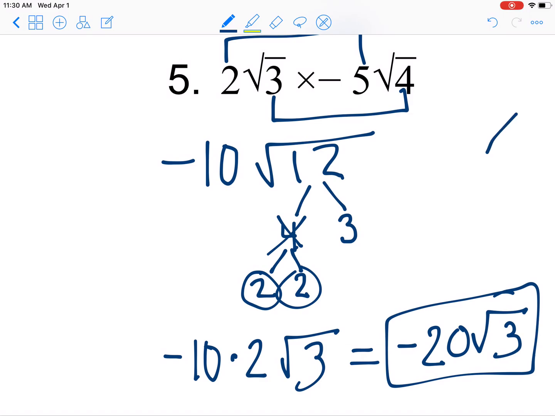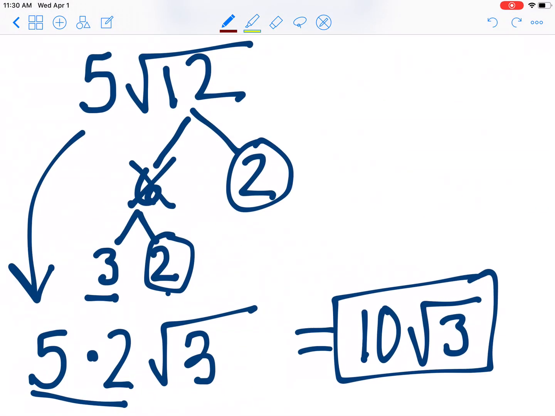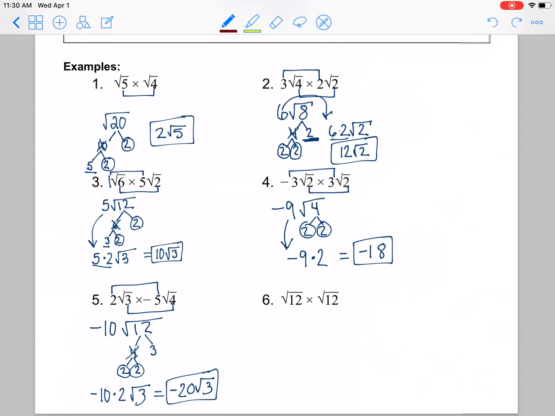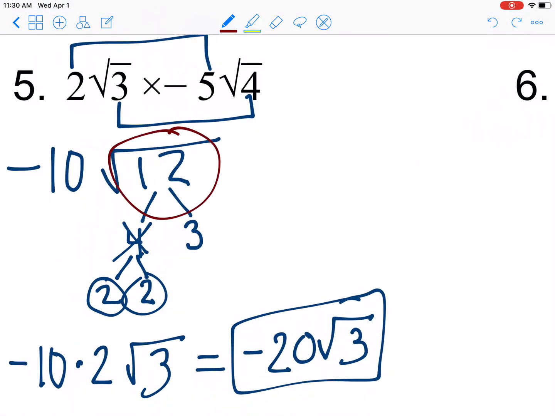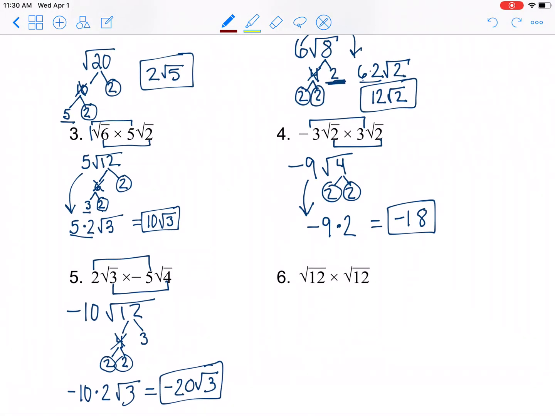Now, real quick, I want you to make a connection. If you notice, let's switch the colors. We had to simplify root 12 right here. And we split it up into 6 and 2. Didn't we still get 2 root 3? And if we go down here, we were simplifying square root 12 again. And we split it up into 4 and 3. And that still gave us that 2 root 3. So no matter what two numbers you choose, it's going to give you the same answer in the end.